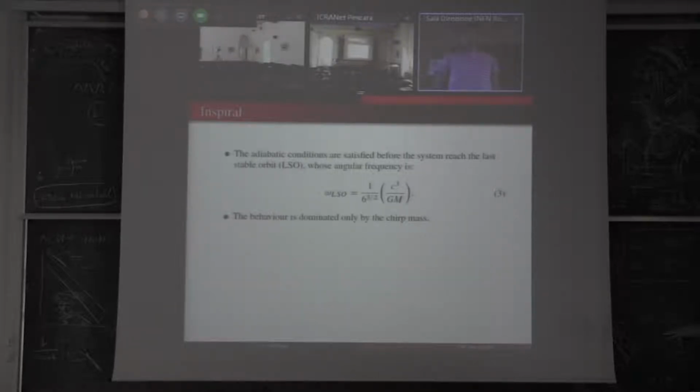So the adiabatic conditions are satisfied up to the last stable orbit, where the angular frequency is given by equation 3. So we can use all the quadrupole formulas up to this point. And it's very important for the detection analysis, the gravitational wave spectrum that goes as the frequency to the power of minus 2/3 and is also governed by the chirp mass.